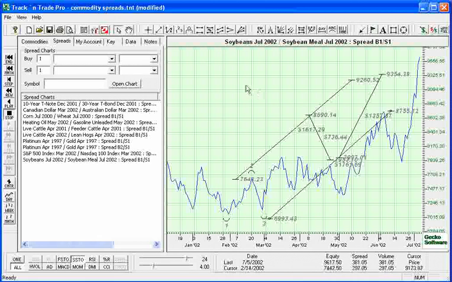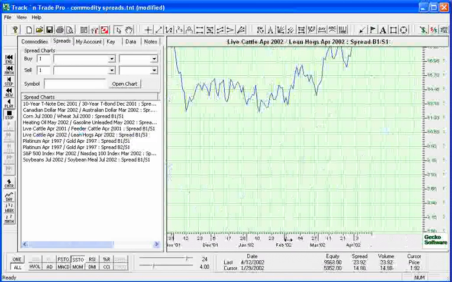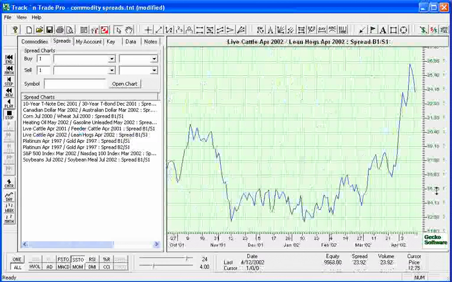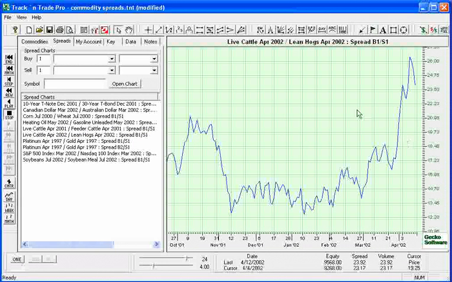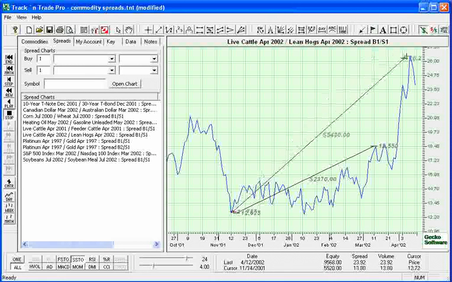Why don't we pop down and take a look at, maybe let's look at something that really moves here. Let's take a look at the live cattle versus lean hogs. And this is: are we barbecuing beef or are we barbecuing pork? You want beef ribs or pork ribs? Yeah. And the markets seem to be favoring there in the latter part of the year. They're saying let's throw the beef ribs on the barbie, and not the pork ribs.